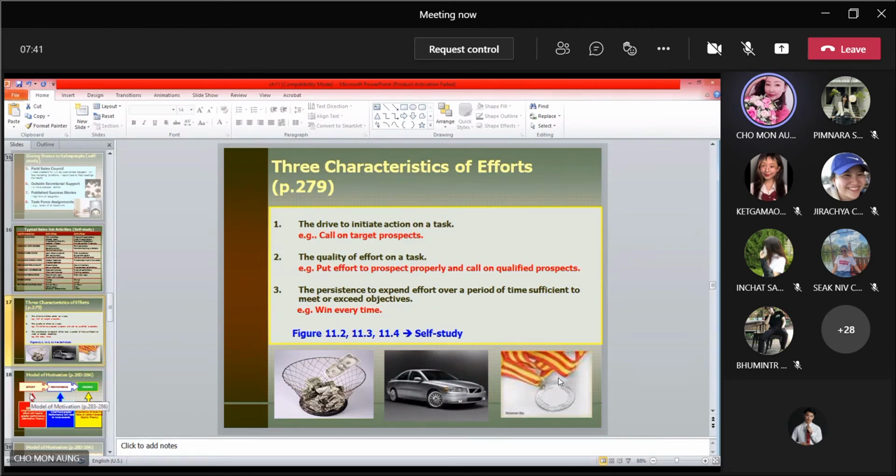I moved it to be here. Okay, take the screenshot first. Take the screenshot. Then, as I said, this is the first topic in the beginning of the chapter.